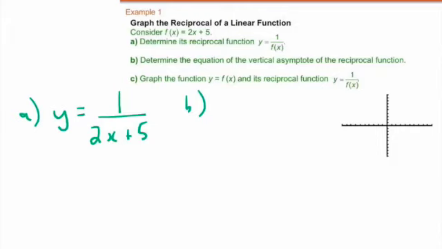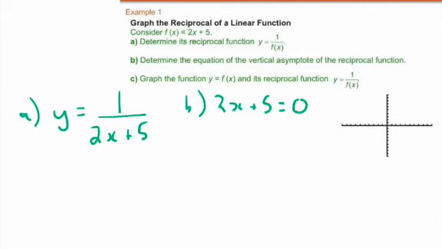B, finding the vertical asymptote. Vertical asymptote is just the graphical consequence of a non-permissible value. We talked about those in Unit 7. Non-permissible values happen when the bottom of a fraction equals 0. So when I ask you to find the vertical asymptote, I'm just asking you to find the non-permissible values again. So we're going to take 2x plus 5, because that's the bottom. We're going to make it equal to 0, and then we're going to solve.